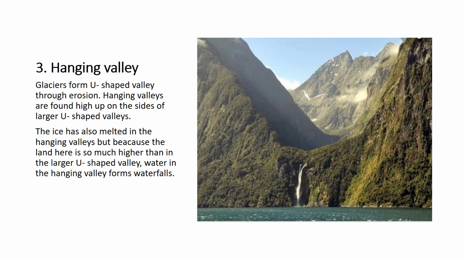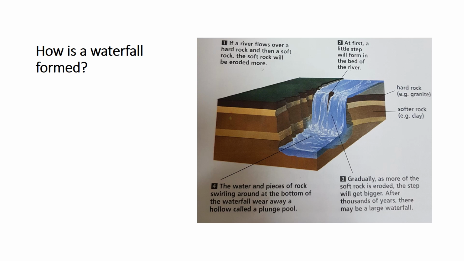Now the next question, how is a waterfall formed? Here is a picture of the formation of a waterfall. In the first step of this picture, you can see here hard rock, for example granite, and beneath the hard rock there is a layer of soft rock, for example clay. First step is, if a river flows over a hard rock and then a soft rock, the soft rock will be eroded more. Second step is, at first a little step will form in the bed of the river.